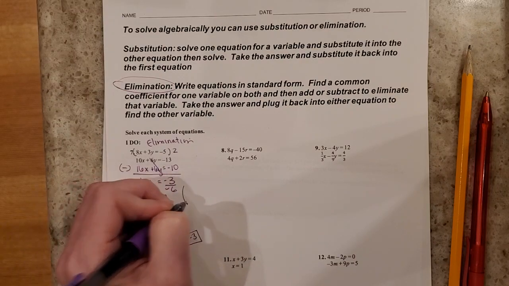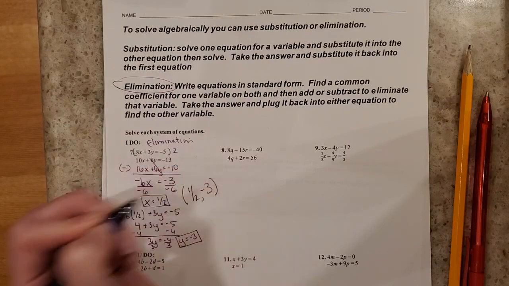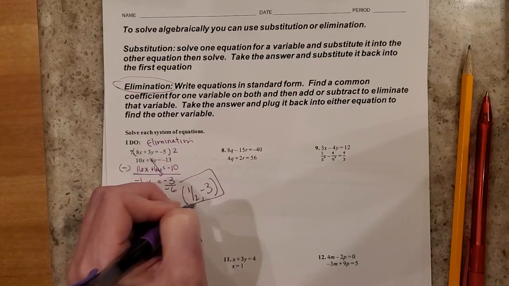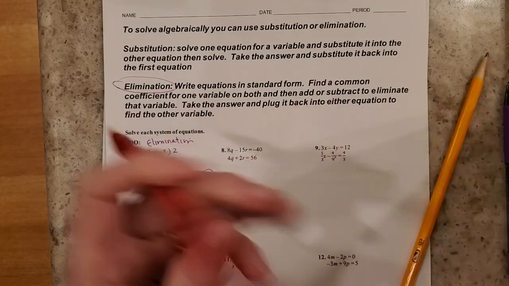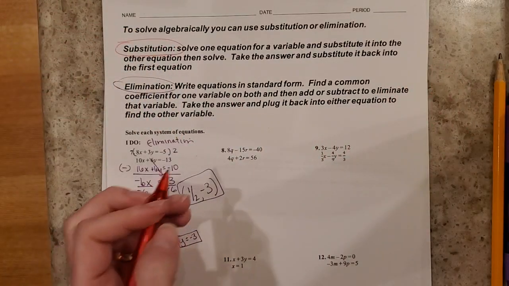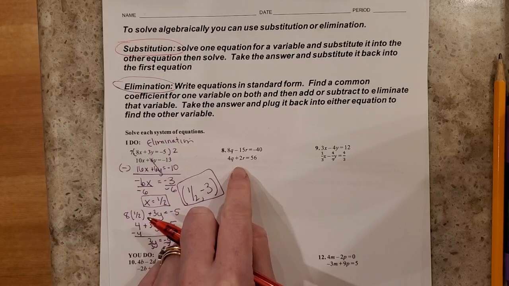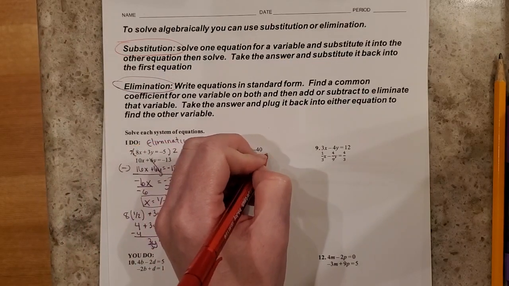When you write your answer, because this is a system of equations, like the first page, it's where they meet on the graph. So the answer is a coordinate: (1/2, -3). Now, number 8, I'm going to do with substitution so we can see the other method in case you want to use it. For substitution, you're going to pick one of the equations and solve for one of the variables. I'm going to do the second equation and solve for r.